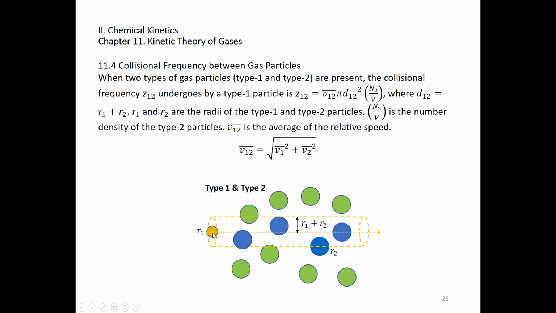So this relative speed is the speed of type 1 relative to the speed of type 2 particles. So v12 is equal to the square root of v1 squared plus v2 squared. To memorize this equation, you can just assume v1 and v2 are orthogonal to each other, and you just need to sum up two vectors that are orthogonal to each other, and it's this equation.